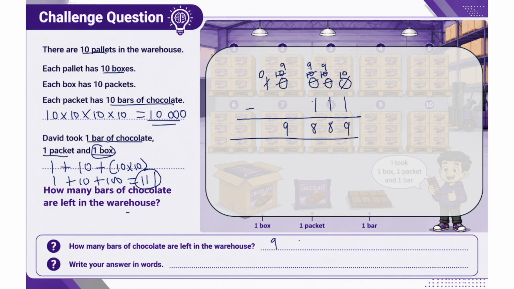How many bars of chocolate are left in the warehouse? It's 9,889. Write your answer in words. 9,889 bars of chocolates.